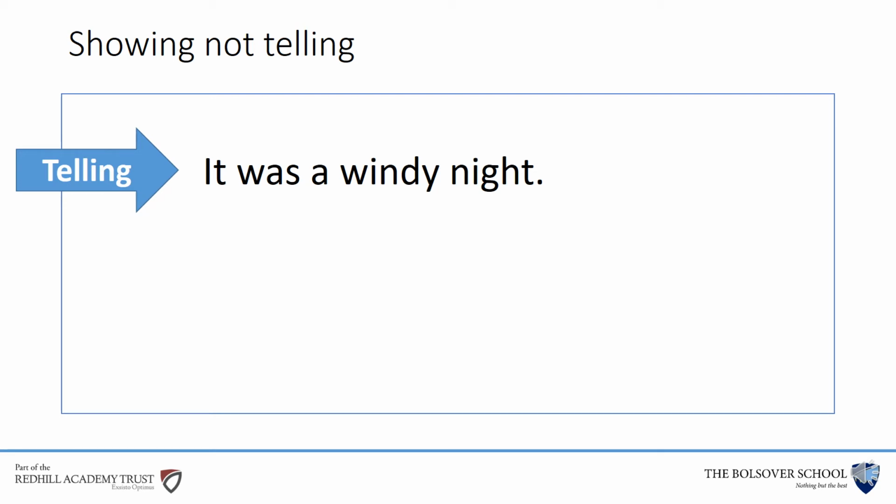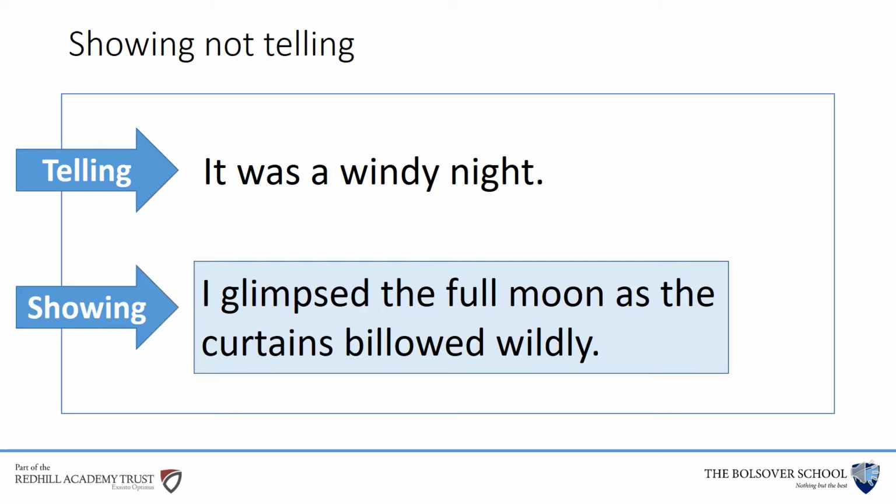Let's look at this example. I glimpsed the full moon as the curtains billowed wildly. Now we are creating a more detailed setting and atmosphere. The word billowed means to rise and fall, so now the reader can infer that the curtains are rising and falling. Furthermore, by adding the word wildly, we can imagine that the curtains are moving more violently, emphasising the power of the wind and adding to the image in the reader's mind.